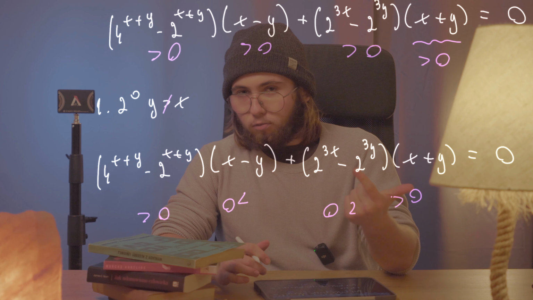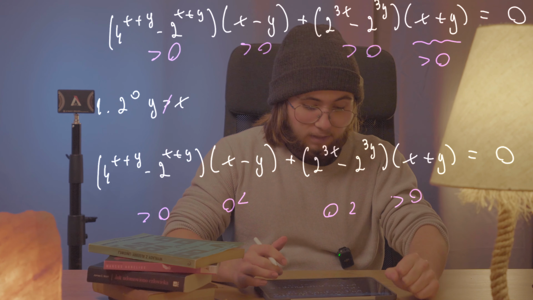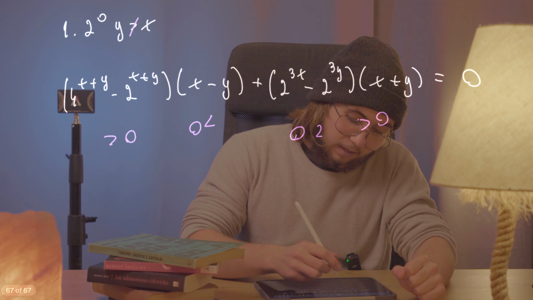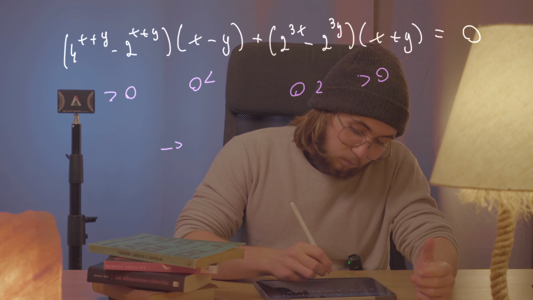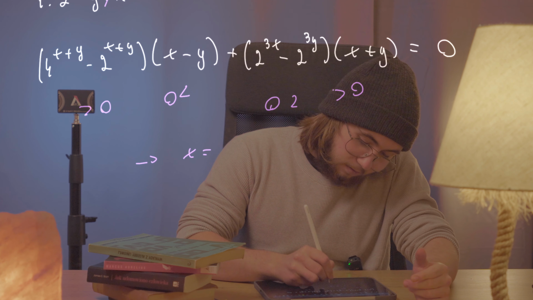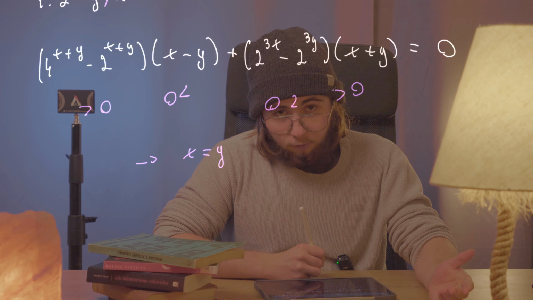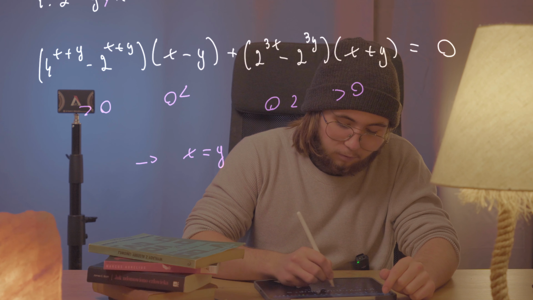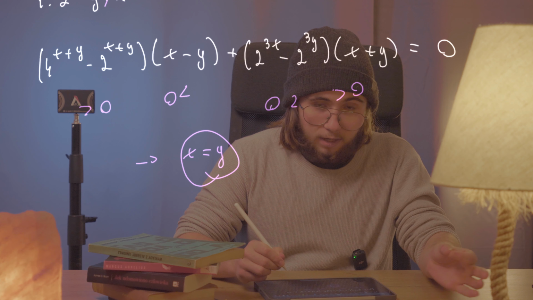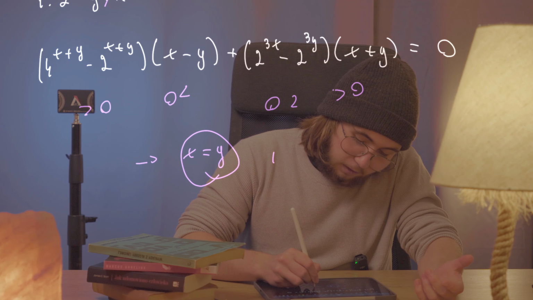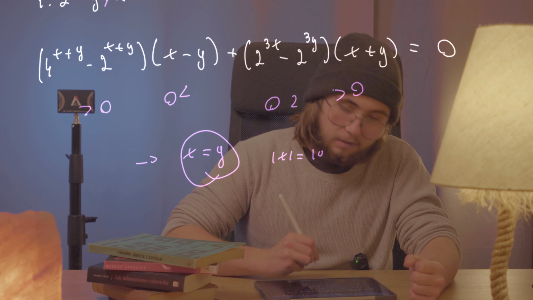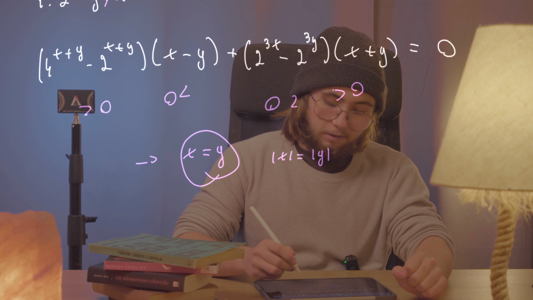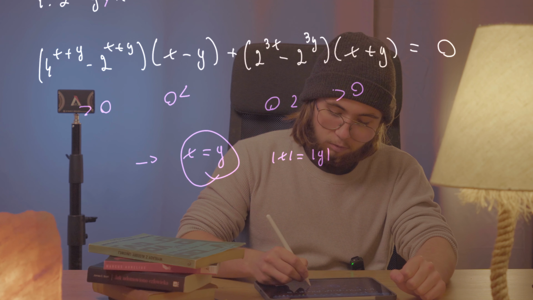Well, if y cannot be greater than x and x cannot be greater than y, then they just have to be equal to each other, for God's sake. So what we actually get here is that x is equal to y. Unfortunately, or maybe fortunately, because it was the same thing we were supposed to prove. Okay, so if x is equal to y, then definitely the absolute value of x is equal to the absolute value of y. There is absolutely no problem in it, so we prove the statement.